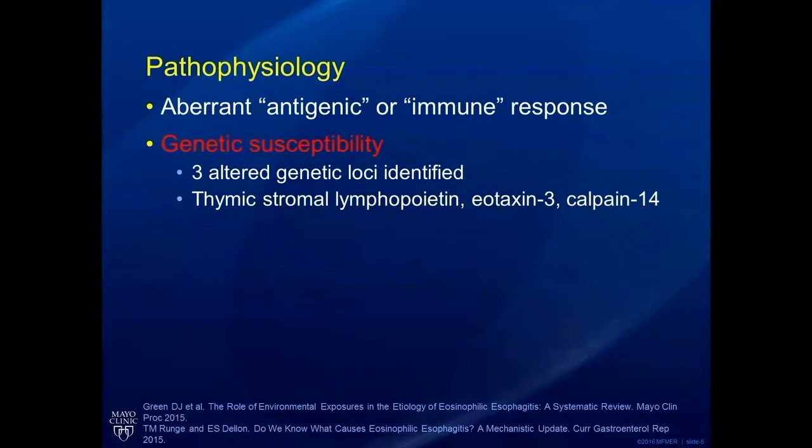So what we know about this disease is that it's an aberrant antigenic or immune response. And there is some genetic susceptibility. There have been 3 altered genetic loci identified involving thymic stromal lymphopoietin, eotaxin 3, and calpain 14. And so some of those things have been markers that have been tried to be studied over this time period to see if we can use that as a marker of the disease.